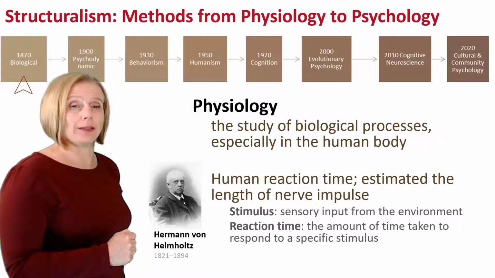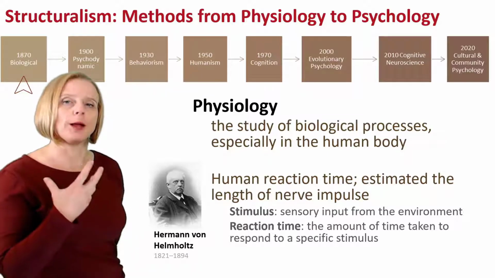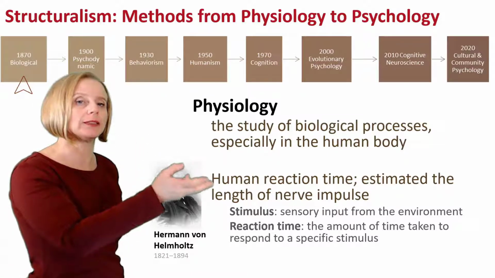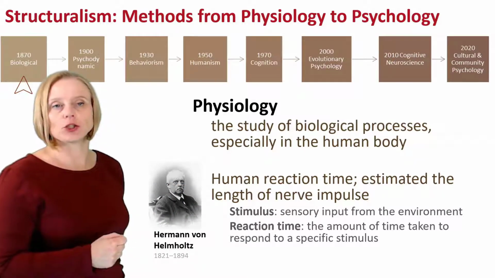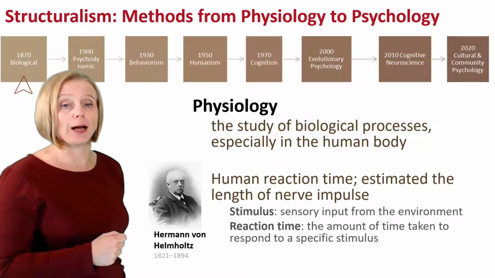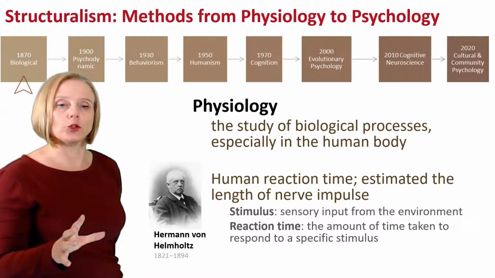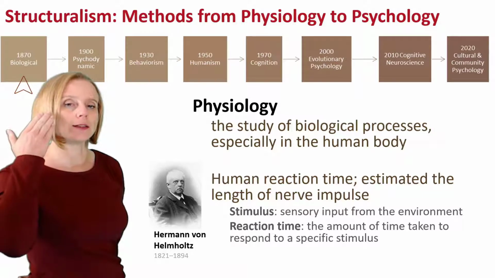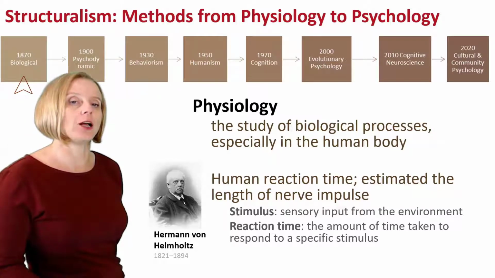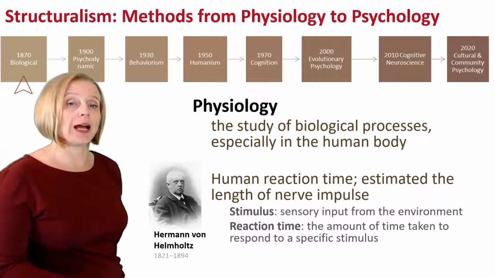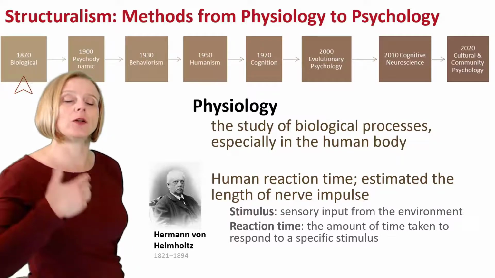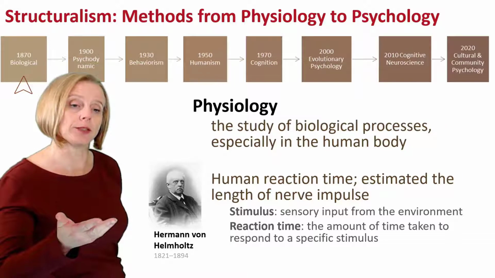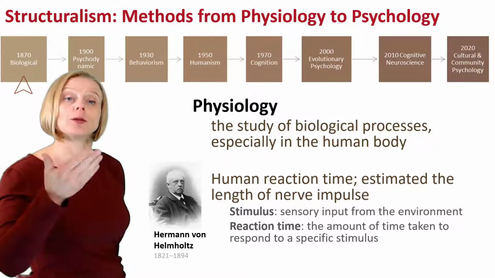How do we link these really hardcore biological measures to psychology? Well, through physiology. And physiology is the study of biological processes, especially those in the human body. How do we link those to internal thoughts? Well, we can begin with the work of Hermann von Helmholtz, who studied human reaction time and estimated the length of nerve impulses. He could look at a sensory input from the environment, see how long it took you to respond to that sensory input, and be able to determine how long the processes took you.